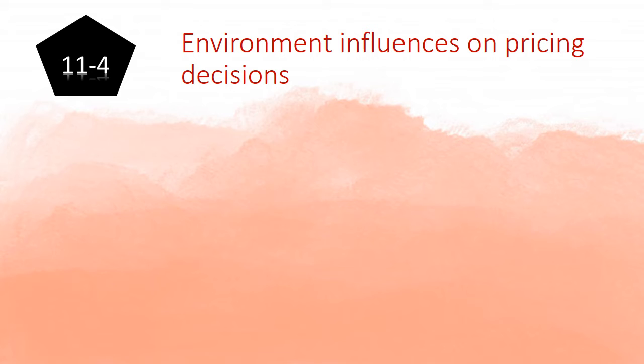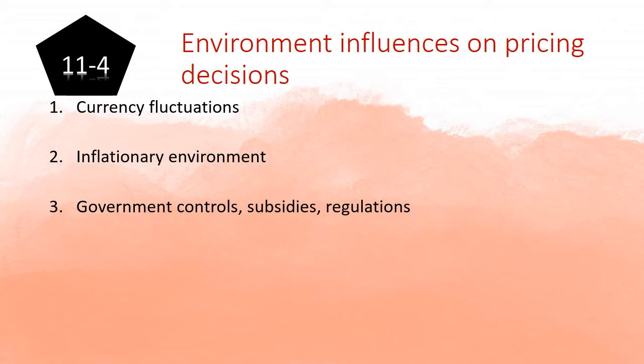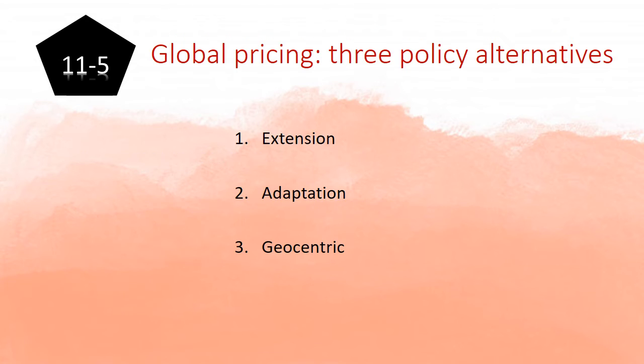Environment influences on pricing decision. The first is currency fluctuation, inflationary environment, government control, subsidies and regulation, competitive behavior, and the last is sourcing. Global pricing has three policy alternatives. The first is extension, second is adaptation, and the third is geocentric.